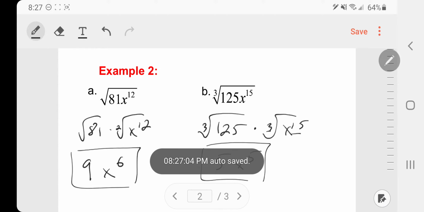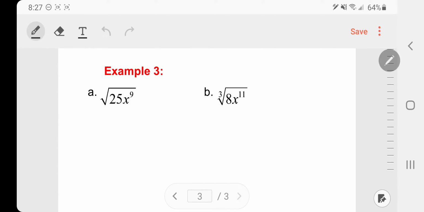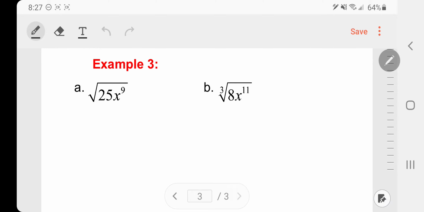All right, let's take a look at one more type of example here. Now we're taking a look at some examples where the exponents are not divisible by the index, so there's a little bit more work we've got to do with these. Let's go ahead and start by breaking it apart, and you'll see what I'm getting at here. We've got the square root of 25, and now we have the square root of x to the 9th. Now, we know that 9 is not divisible by 2, so we can't do 9 divided by 2 to get an integer or a whole number.